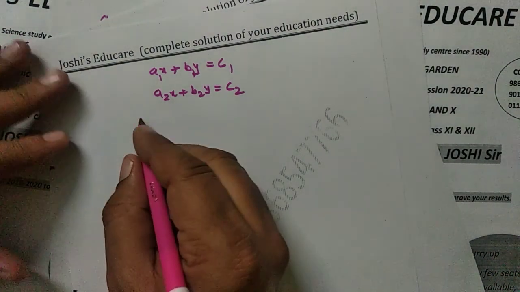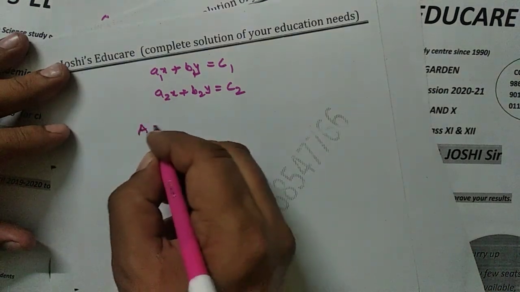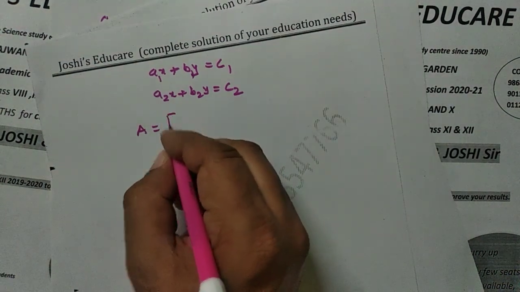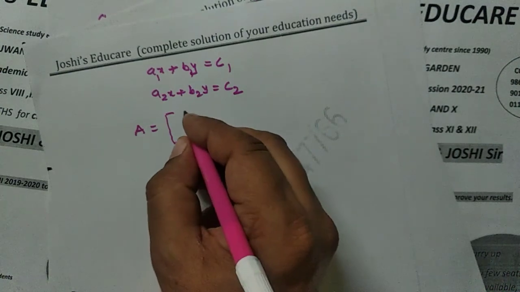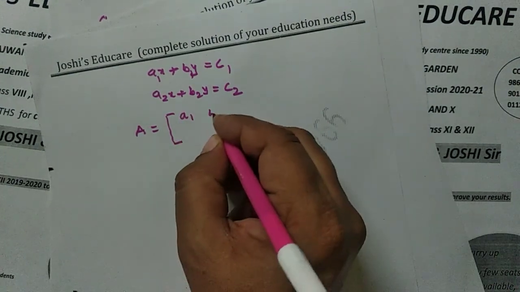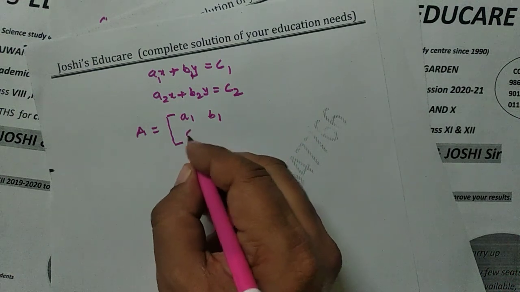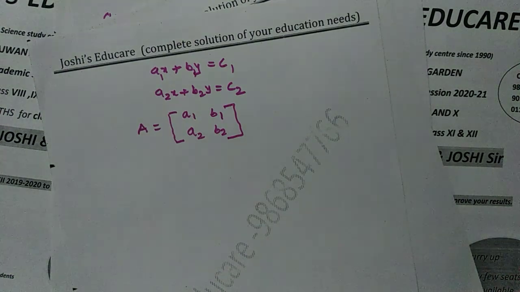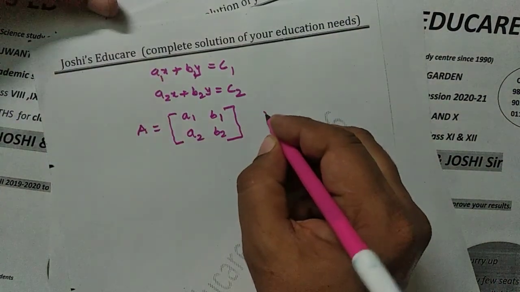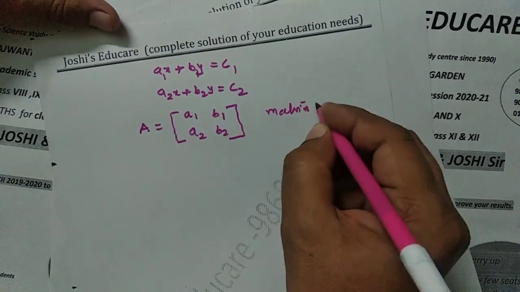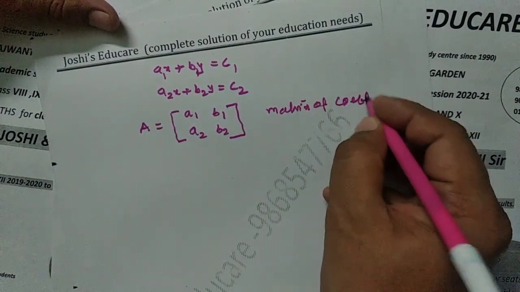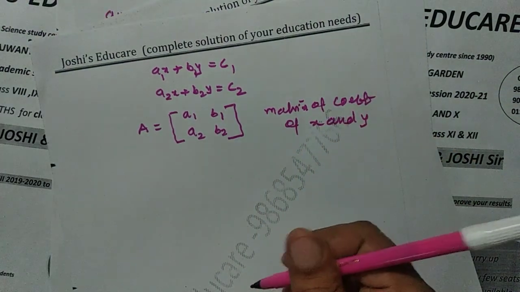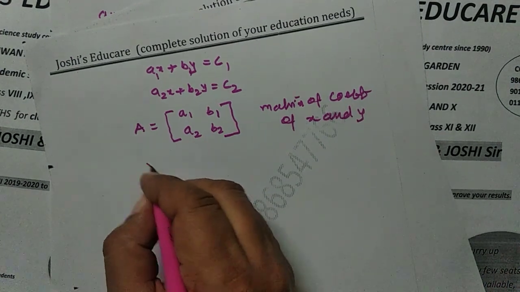See guys, first of all we'll write a matrix A. This is a matrix of the coefficients of x and y. What are the coefficients of x and y? In the first equation, a1 and b1 are the coefficients of x and y, and in the second equation, a2 and b2 are the coefficients of x and y. So this matrix A is the matrix of the coefficients of x and y. Now the second matrix, I will write it as capital X.